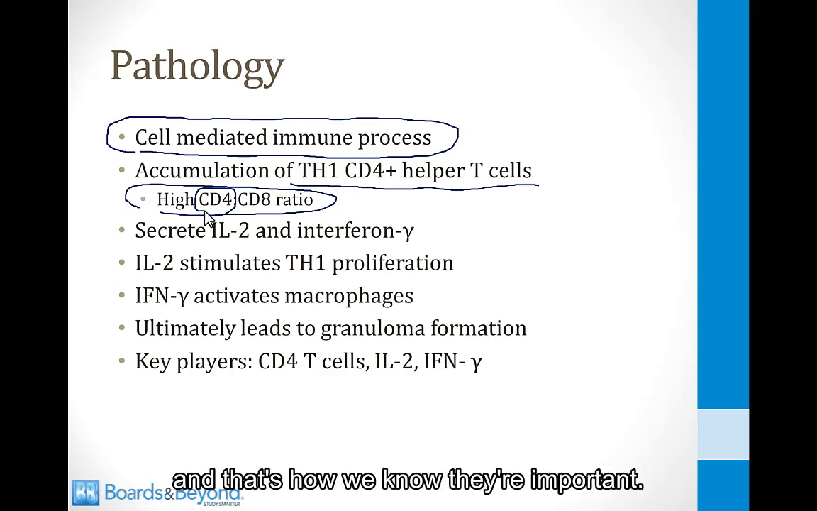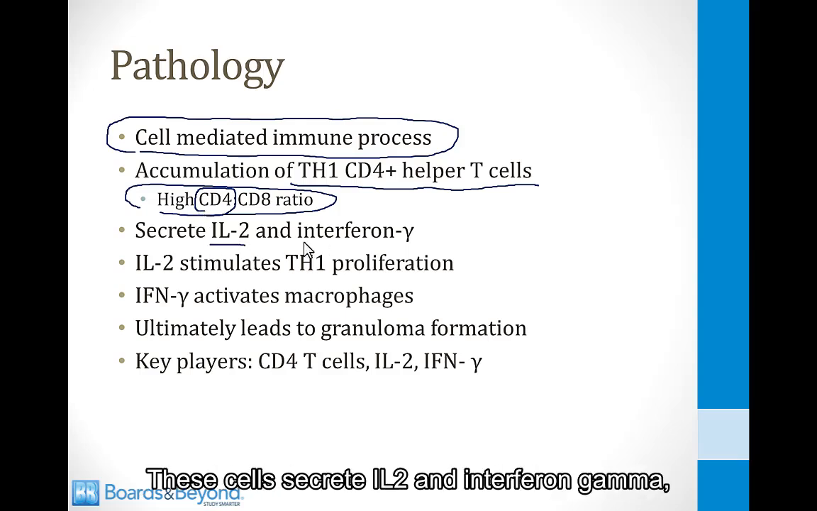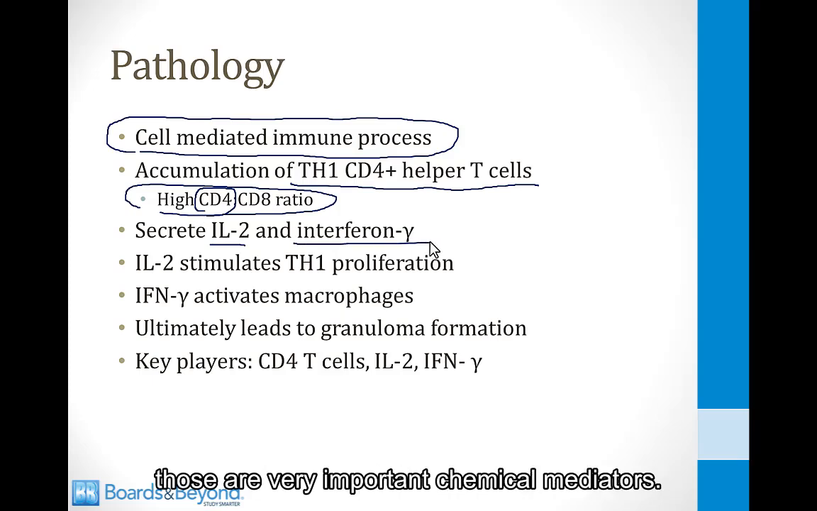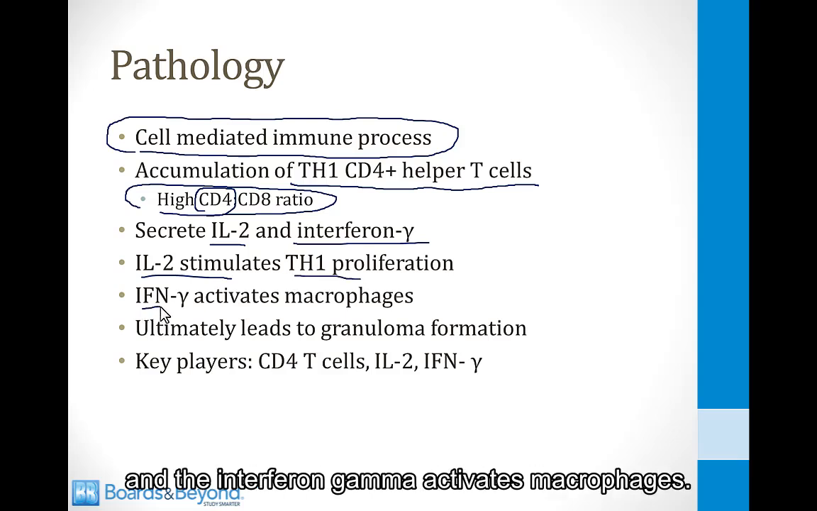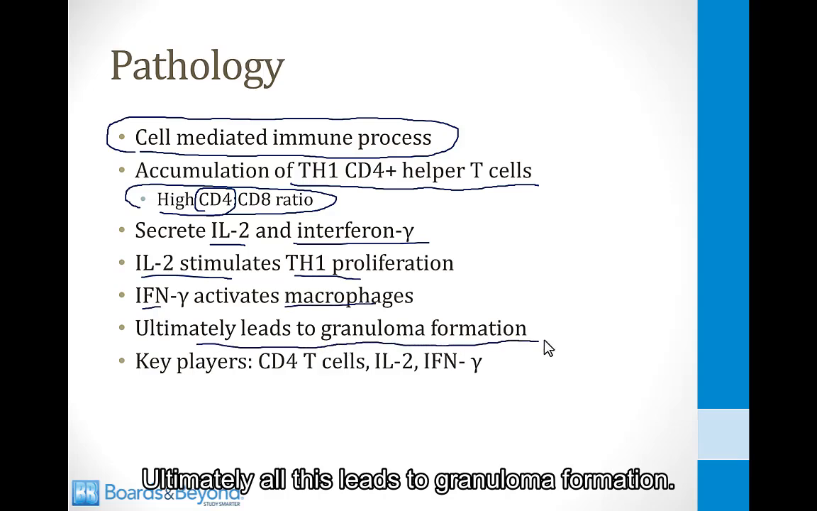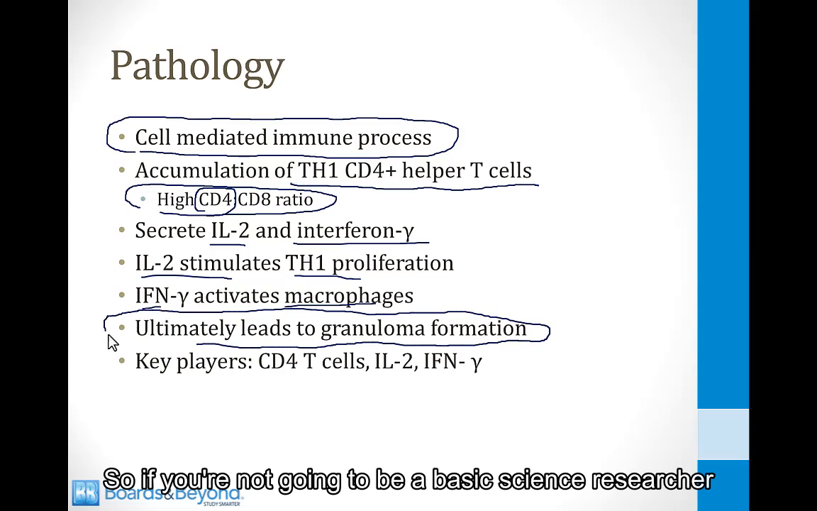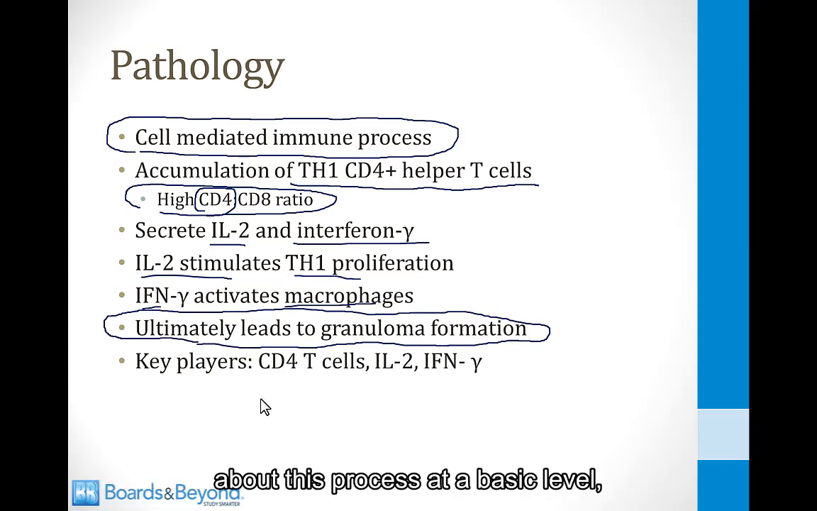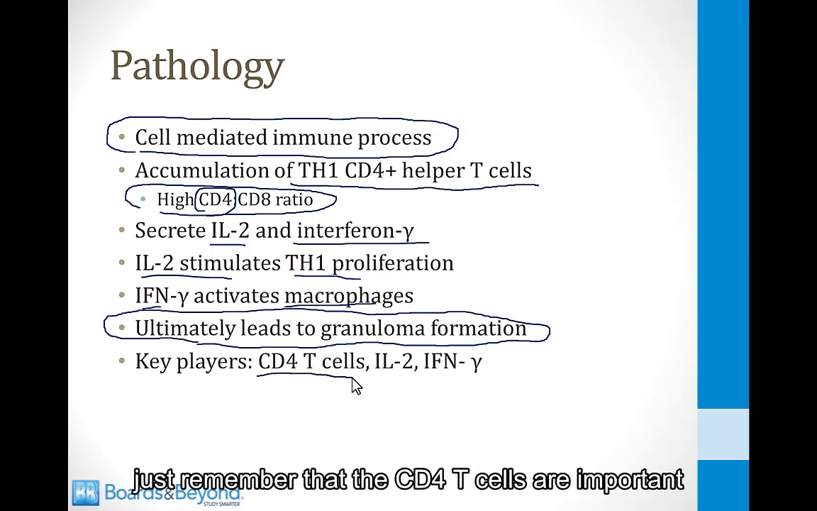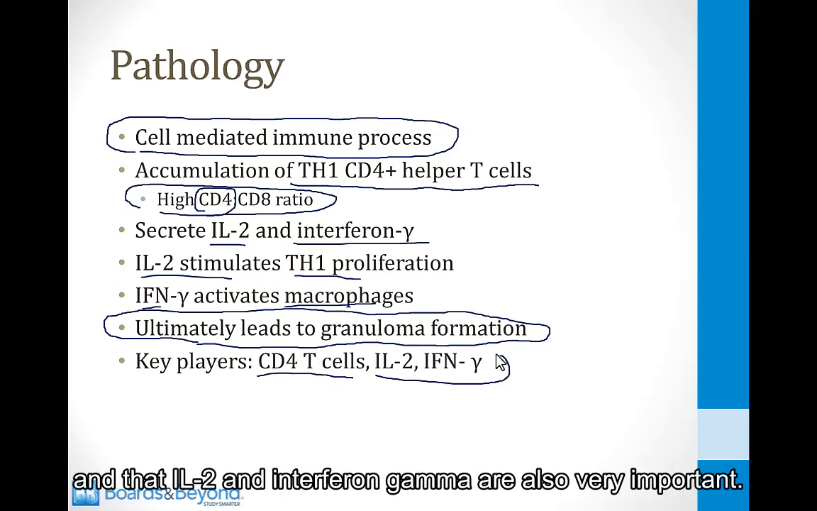These cells secrete IL-2 and interferon gamma. Those are very important chemical mediators. The IL-2 stimulates T cell proliferation, and the interferon gamma activates macrophages. Ultimately, all this leads to granuloma formation. So if you're not going to be a basic science researcher and you just kind of want to know what you need to know about this process at a basic level, just remember that the CD4 T cells are important, and that IL-2 and interferon gamma are also very important.